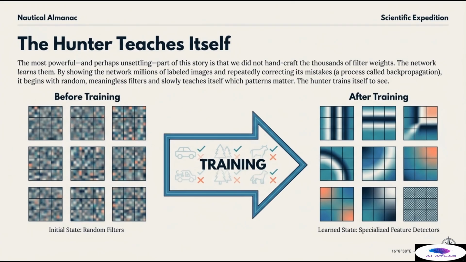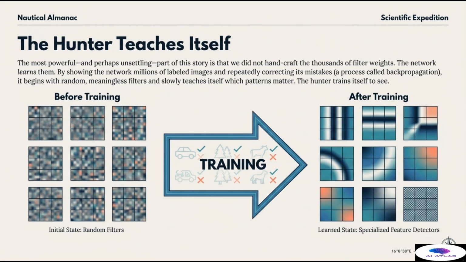Perhaps the most powerful and initially unsettling part of this entire story is that we, the engineers, did not manually handcraft the thousands of filter weights used in the deep layers. The network learns them entirely on its own. The hunter trains itself to see. When a convolutional neural network is first initialized, the filters in every layer are simply random, meaningless numbers, as shown in the before training state. The network has no idea what an edge or a curve looks like. The training process involves showing the network millions of labeled images, a car, a tree, a dog, and asking it to classify them. Initially, its guesses are terrible.